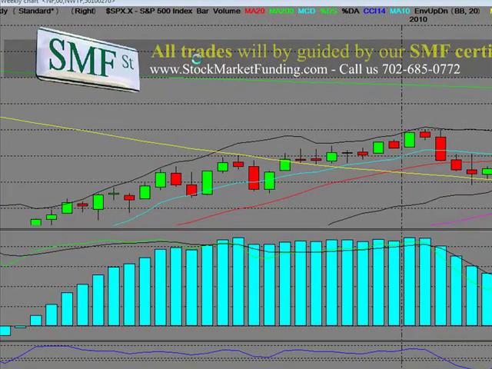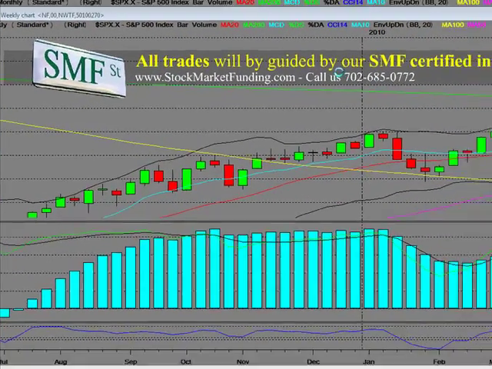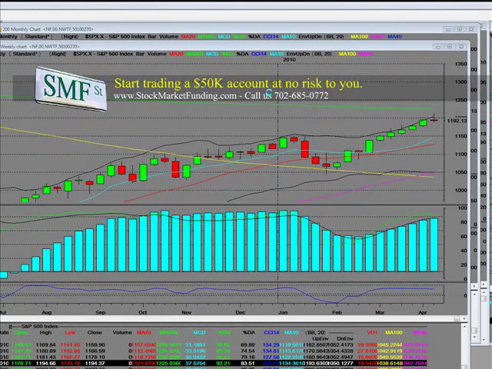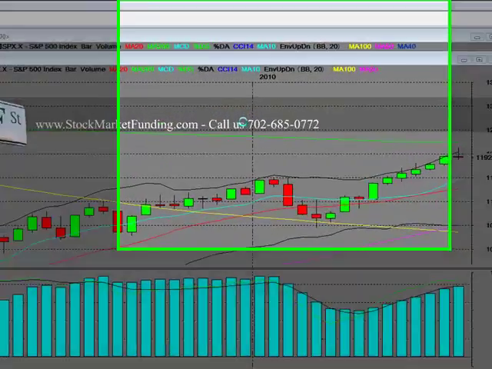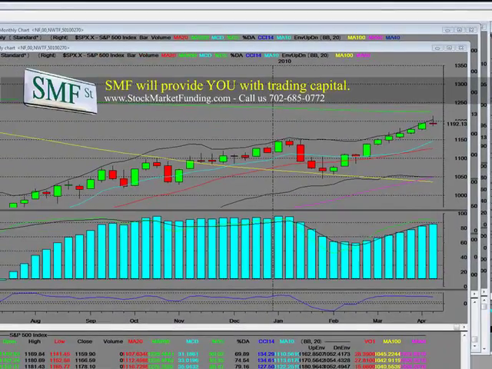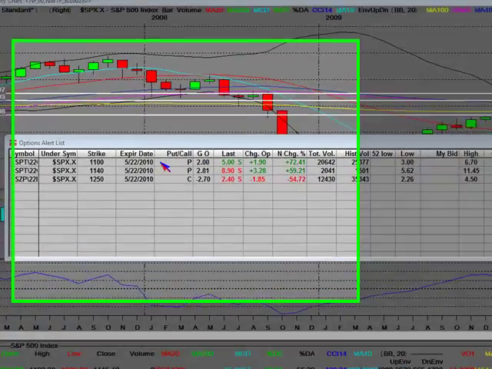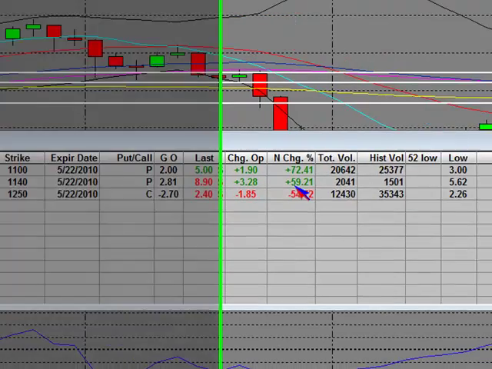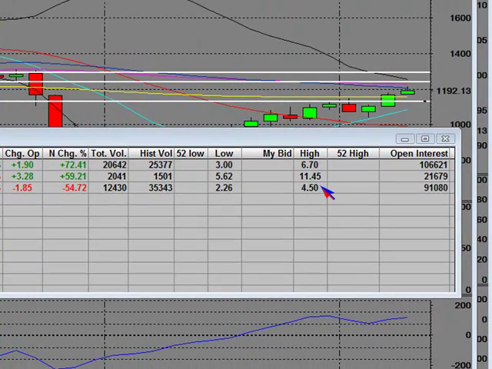And now that our logo is on here, welcome to stockmarketfunding.com, part 2 of the S&P, how to trade put and call options using risk management tools at stockmarketfunding.com. So basically what we've done here, people, is that the 1140 put was up 59%.